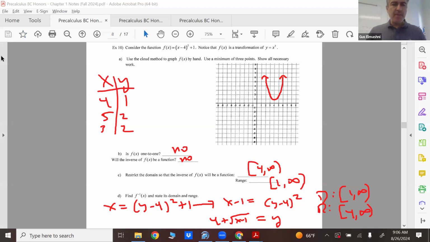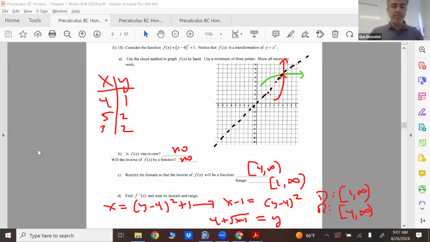I know some people still copy stuff down. You don't have to copy the graph, but probably graph the inverse, 1, 4. But obviously I'd have to restrict that. Yeah, and see how it's right. So it makes sense, right?